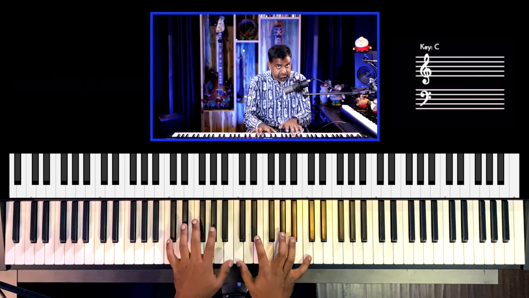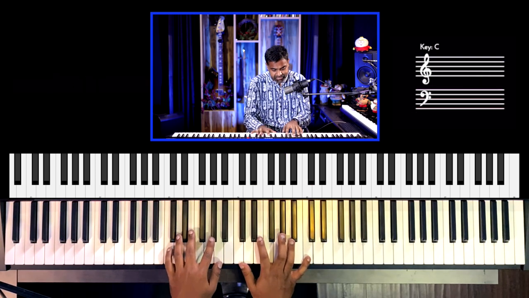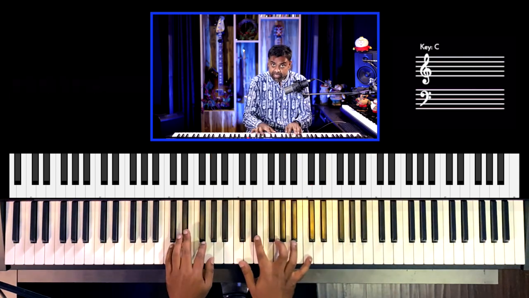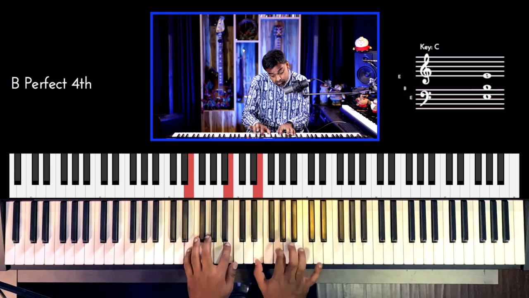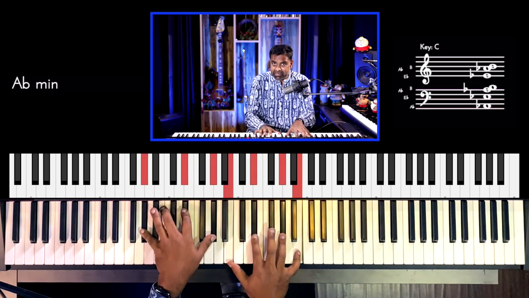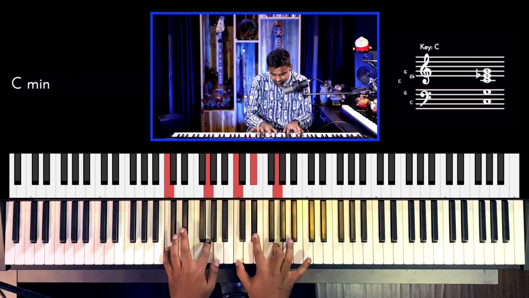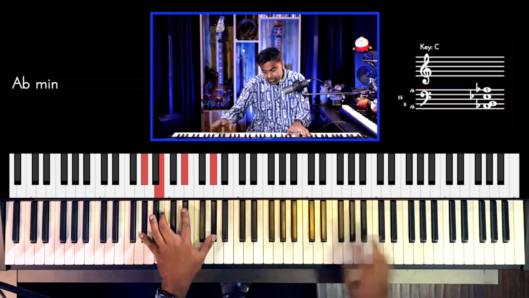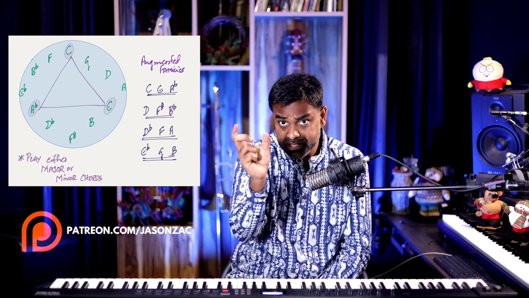That's the triangle created with C, E, and G sharp, right? Maybe try some minor chords. You get into a very movie theme-like territory. All found by just taking the circle, forming some triangles, or writing the augmented triads, and playing them as major or minor chords.